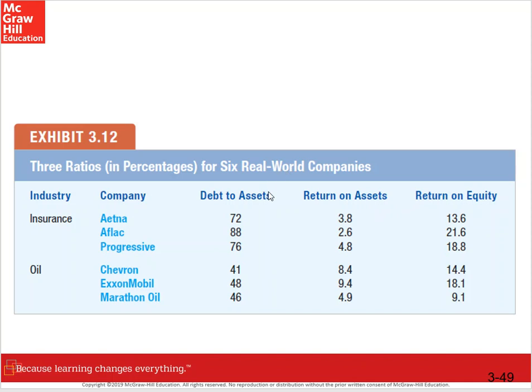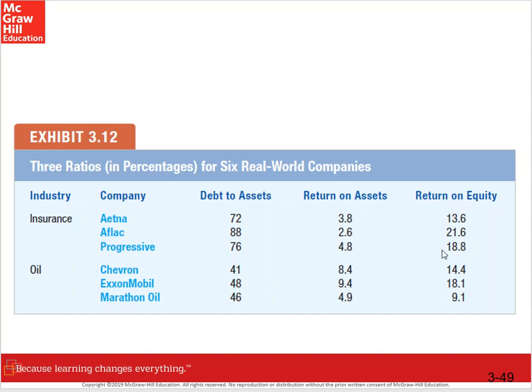How about return on assets? For return on assets, we want a higher number. So greater net income relative to our total assets. So all of these are okay. 2.6 seems to be on the low end, but Progressive's looking pretty good. And then return on equity, again, we want a higher number. Now Aflac has the highest one, and Aetna the lowest, and Progressive kind of in the middle.